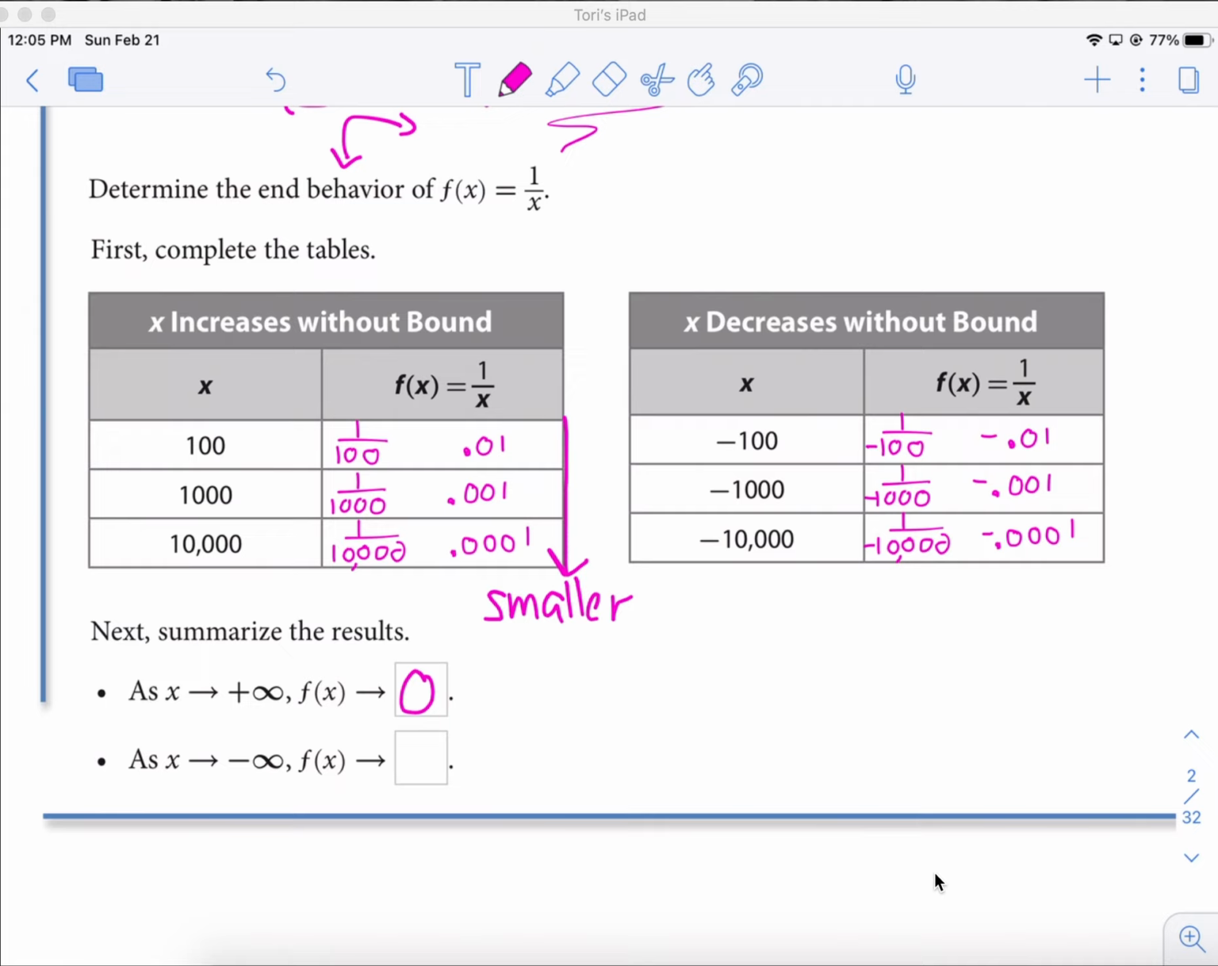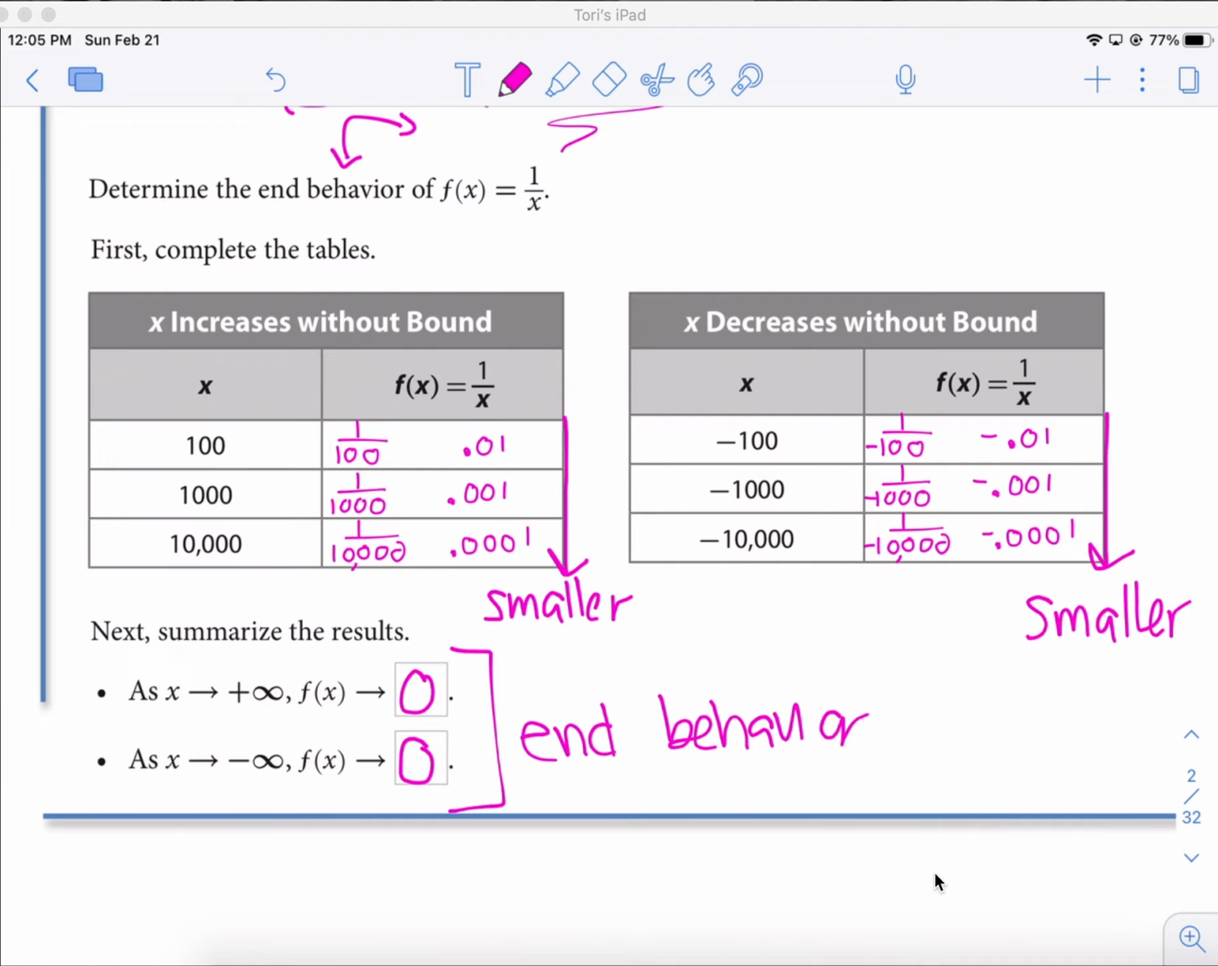Same thing as I look negative. As my x's get more and more negative, so negative 100, negative 1,000, negative 10,000, they are getting smaller, but they're getting smaller in the negative values, okay? So they are approaching the exact same thing. They are approaching 0. So this is what's called end behavior. And it will be shown all of the time through this unit.